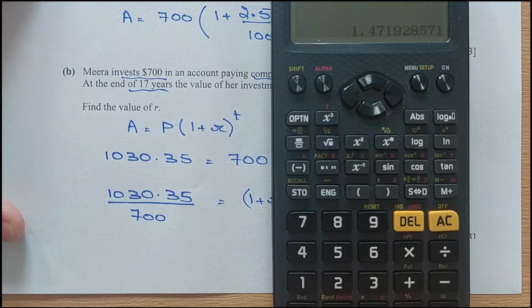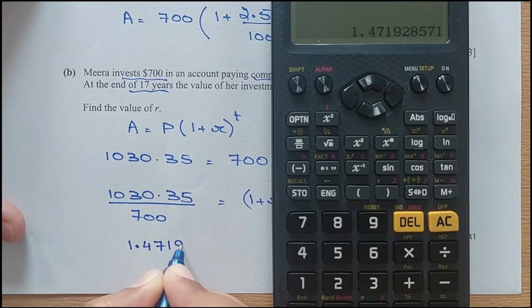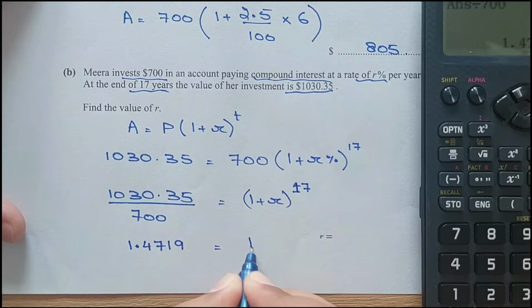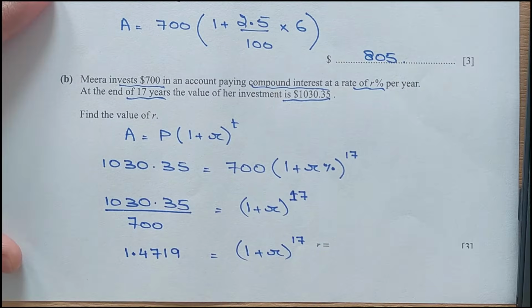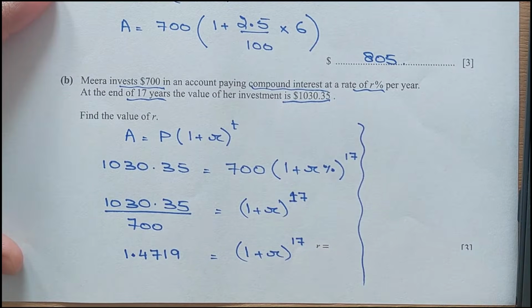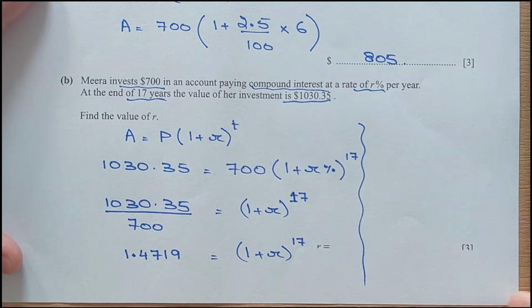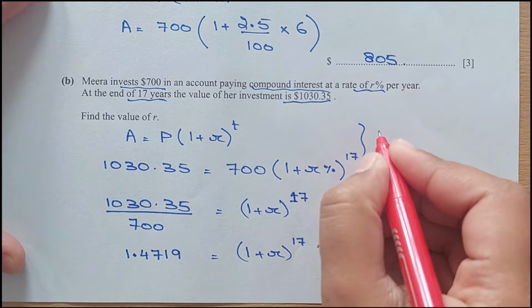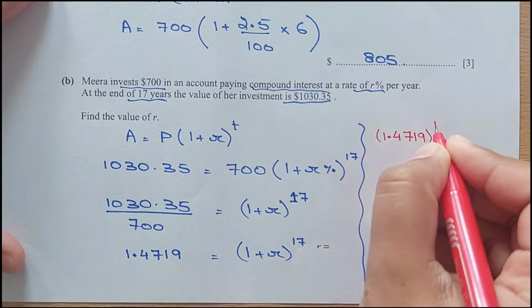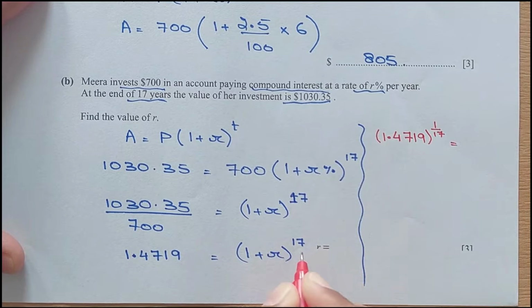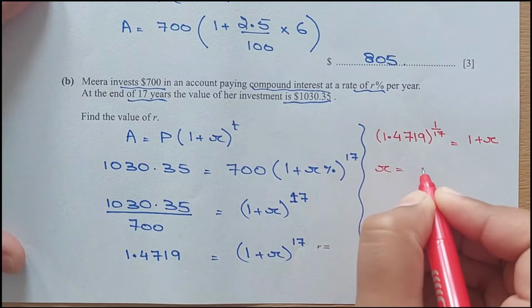Divide 700. This is equivalent to 1.4719, which equals 1 plus R to the power 17. Now to get the value for R, we have to take the power 1 over 17 on both sides, so the 17th root basically. So here we have 1 plus R, 1.4719, to the power 1 over 17, and 17 divided by 17 is just power 1. This is 1 plus R.